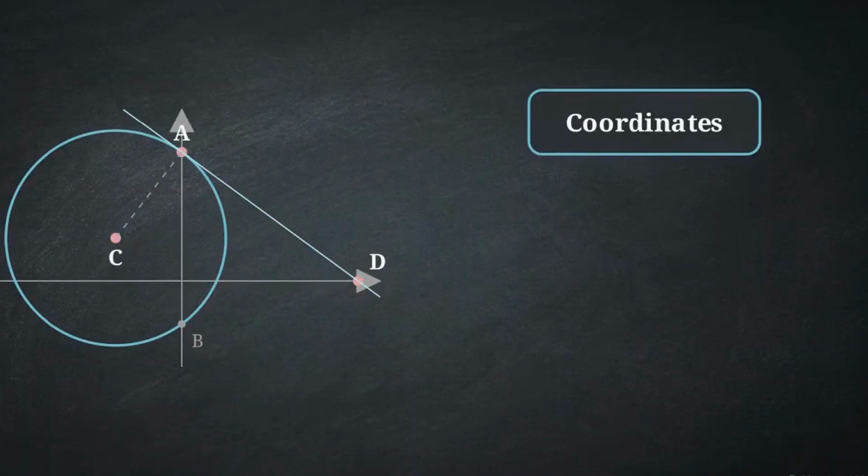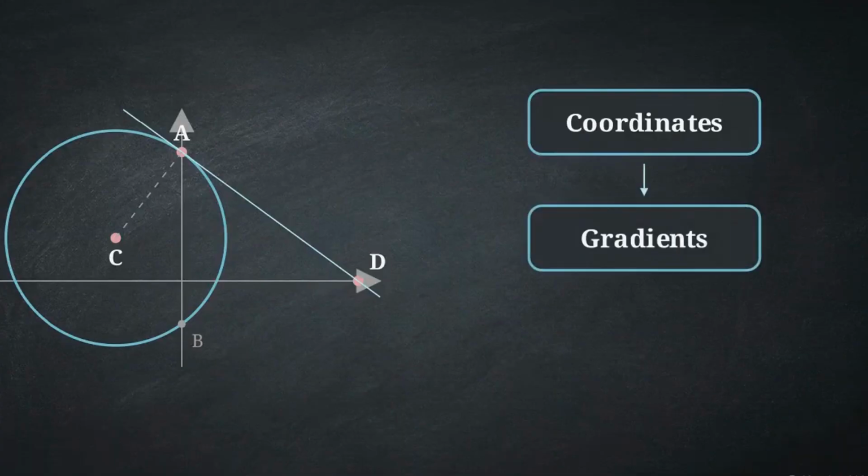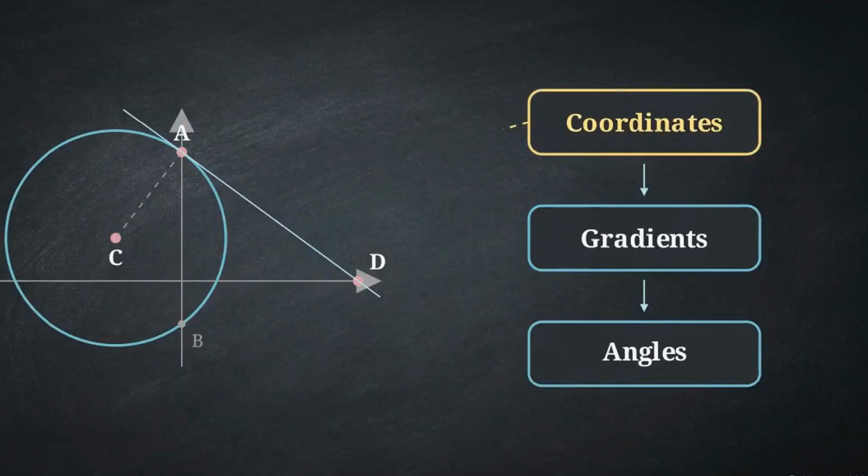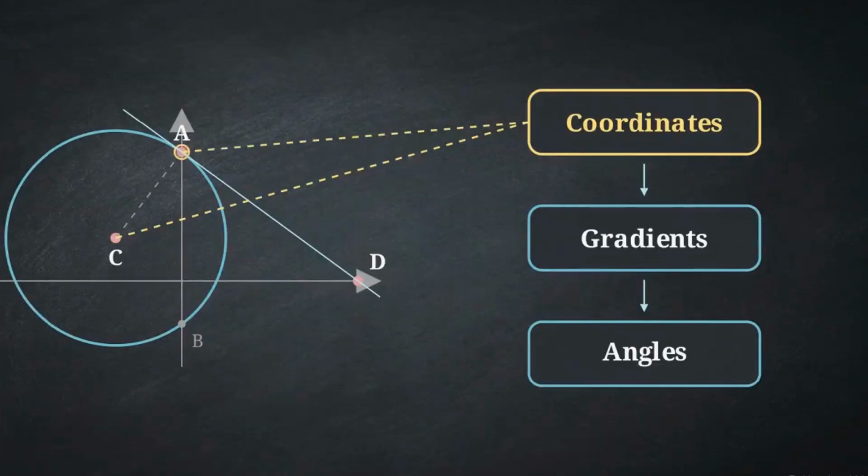We will identify the coordinate points, use them to calculate line gradients, and finally convert those gradients into the required angle. First, we must find the coordinates for center C and the point of tangency at A.